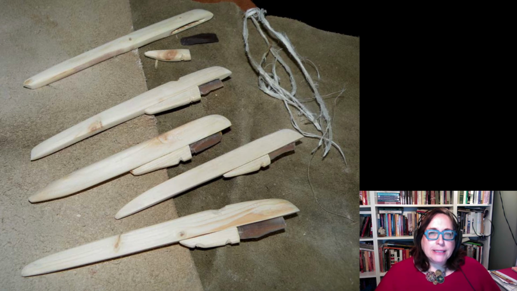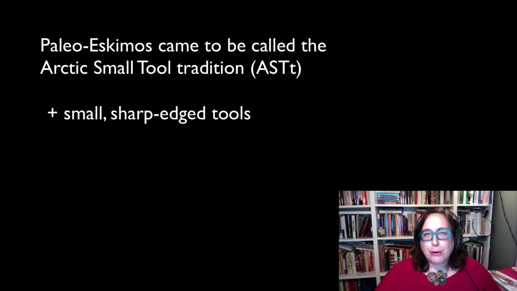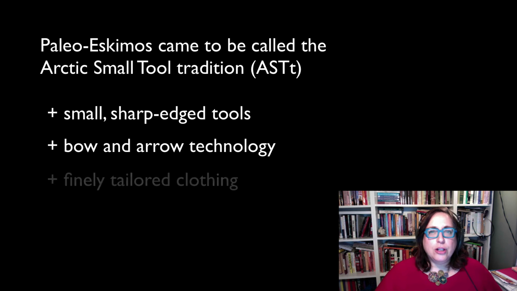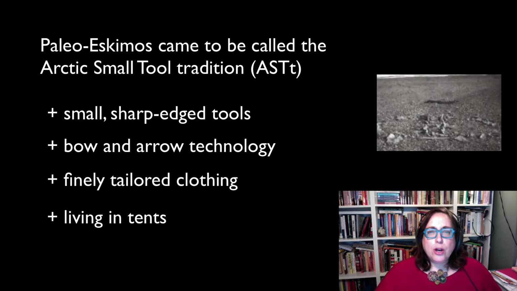So, because of their style of tools, archaeologists started to call Paleo-Eskimos in the Arctic Small Tool Tradition, or ASTT. In addition to being known for their incredibly sharp and highly portable microblades, the ASTT people were also known for their use of the bow and arrow and their finely tailored clothing, and also for living in tents. Evidence for the tents were oval rings of boulders that were used to hold down the edge of a tent, and also box-shaped hearths built of stone slabs.